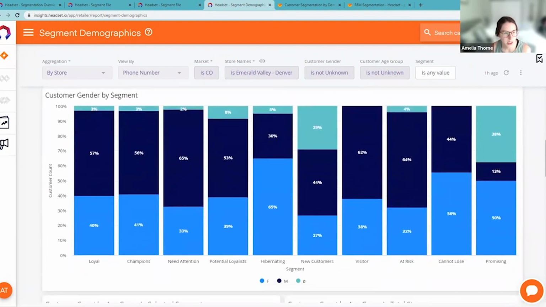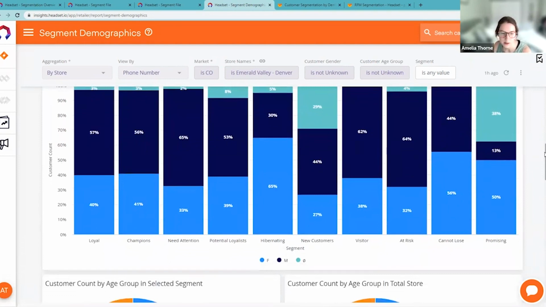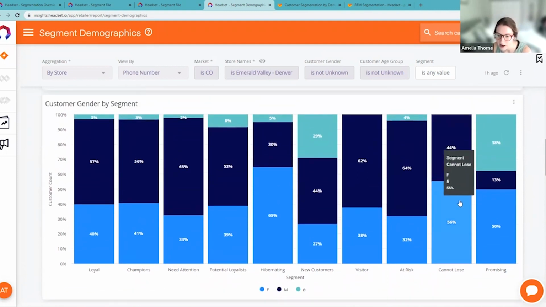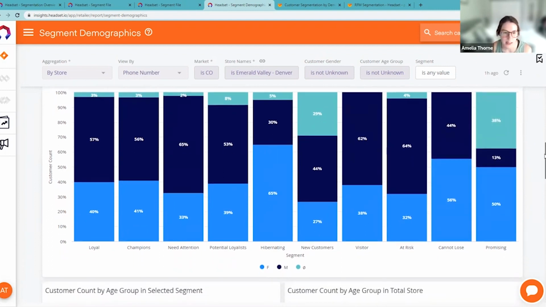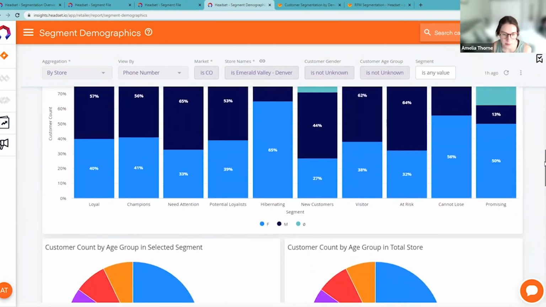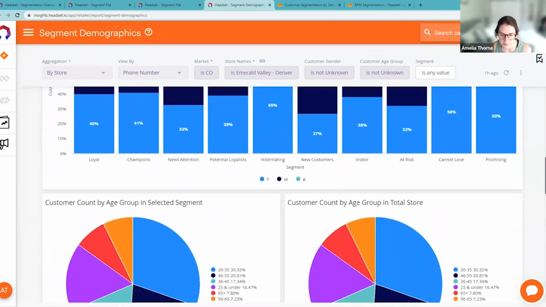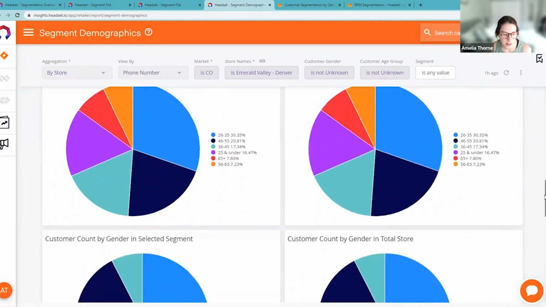And then down below is gender by segment. So you can determine if a specific amount of females or males are falling into that. So cannot lose, for example, more females make up this segment than males. So maybe you could figure out what types of products females in this age group and segment are buying, and get them into the store that way with any deals or promotions. And we have further visuals down here.